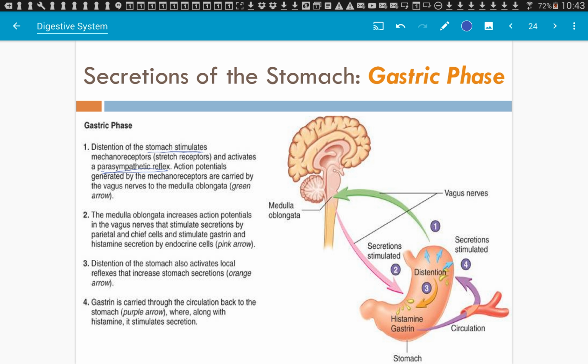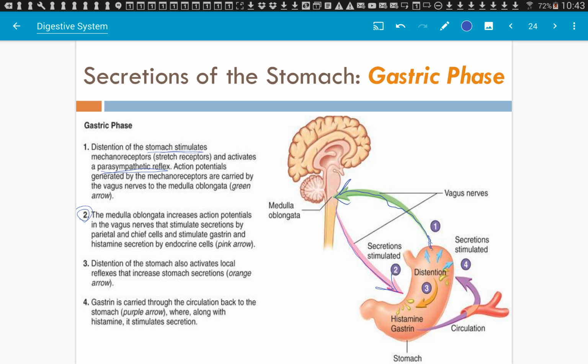And so what does that do? That sends the information that, hey, the stomach's getting full. There's food in there. It's stretching. It sends that information up through the vagus nerve to the medulla oblongata. So the stomach stretches, information goes through the vagus nerve to your brainstem, the medulla oblongata. Then what happens? The medulla oblongata then sends signals back to the stomach. Okay, so that's number 2 on your list.